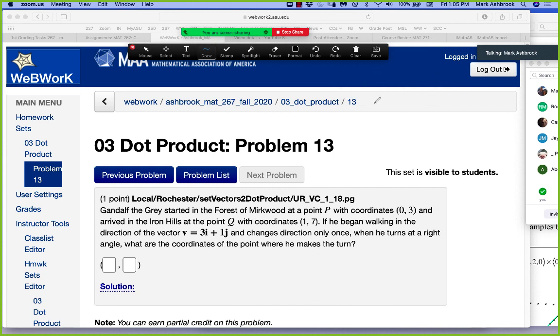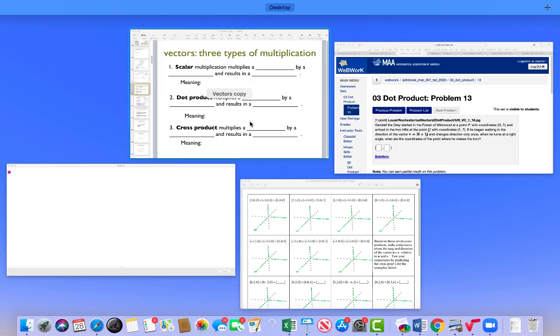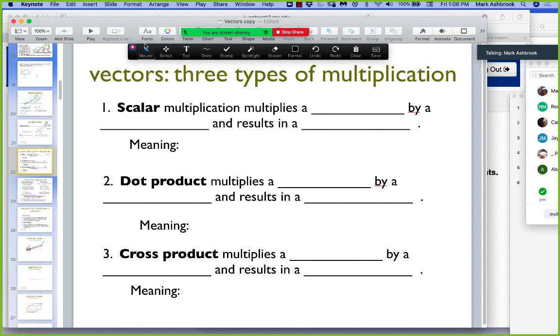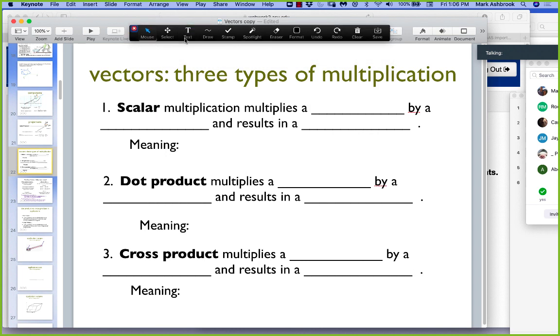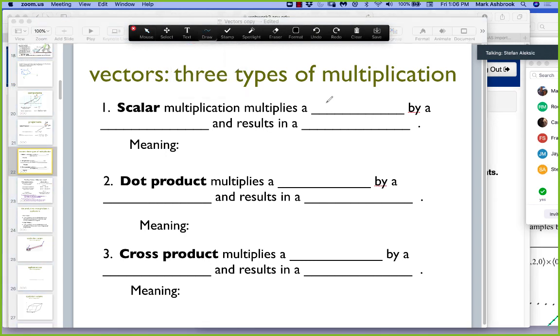Okay, so you worked on a little bit of cross product, just got your feet wet. So let's do this slide. With vectors, we've now encountered three kinds of multiplication. The first is scalar multiplication. Scalar multiplication multiplies a what by a what and results in a what? A scalar by a vector and results in a vector. And so the meaning then is, how does this new vector compare to the original one?